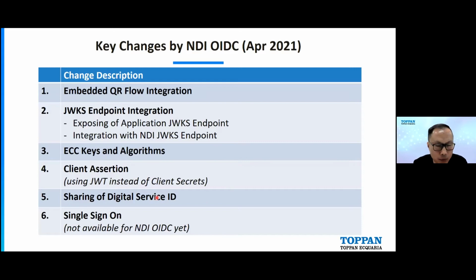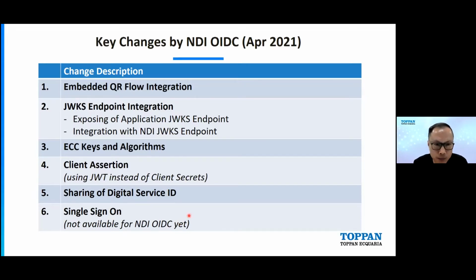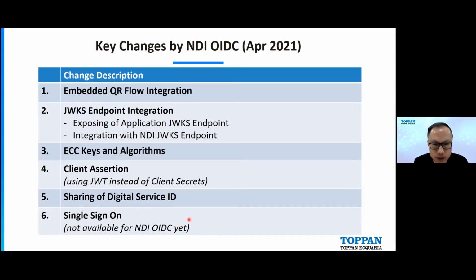There's also mention about sharing of digital service ID, which is now allowed by allowing you to configure multiple return URLs on the NDI OIDC site. We'll talk about that later. And lastly, the single sign-on feature that was announced late last year, together with the first announcement about migration to OIDC. However, in the latest announcement, it was shared that this feature is not available yet.